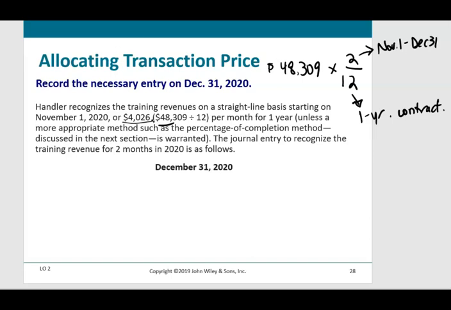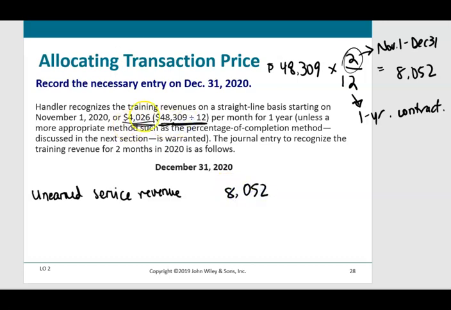So the adjusting entry at the end of the year is going to be a debit to unearned service revenue. It's going to give me our per month amount, and 2 months have passed. Sorry, this is going to give us our total amount of 8,052 because I have my 2 months here. So unearned service revenue, 8,052, and we see divided by 12, we get 4,026. We multiply that by the 2 months, we get the 8,052. We are debiting to reduce the liability, unearned service revenue, and we're crediting to record the fact that we are recognizing the service revenue.